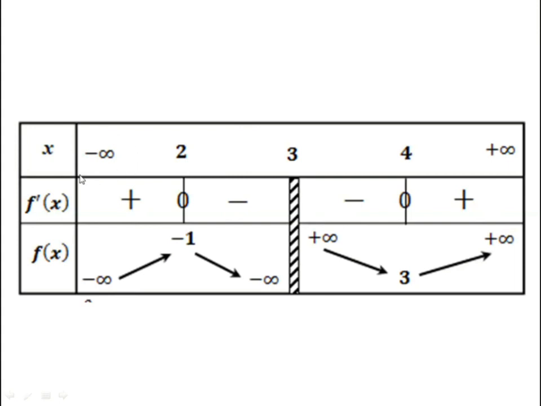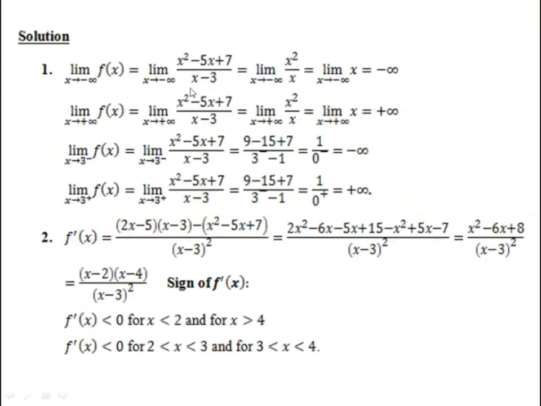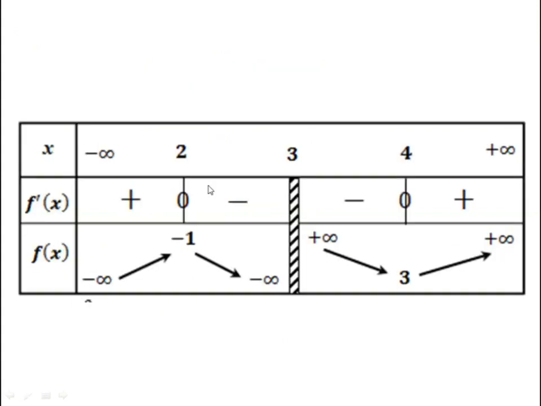We put the limits. We know that the limit at minus infinity is minus infinity. The limit at 3 minus is minus infinity. The limit at 3 plus is plus infinity. And the limit at plus infinity is plus infinity. Here we put f of 2. So in the expression of f, we put 2. So f of 2 is 2 squared minus 5 multiplied by 2 plus 7, all over 2 minus 3, which is minus 1. And here we put f of 4. After calculation, we have 3. So f of 4 equals 3.